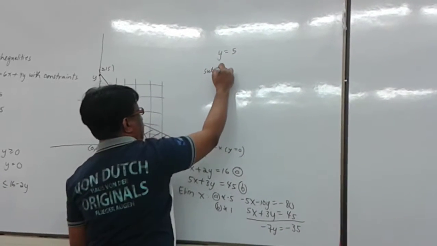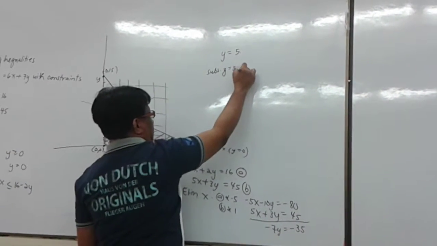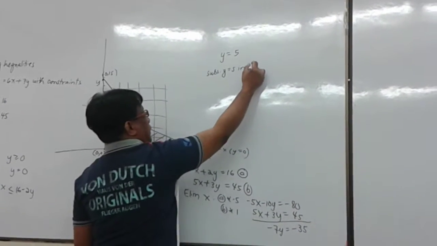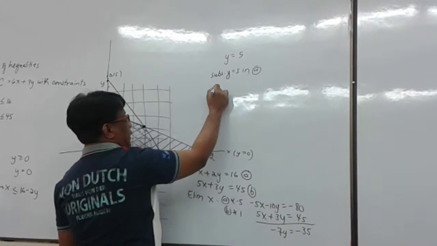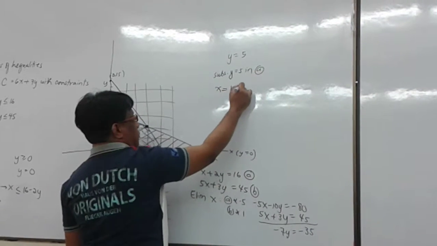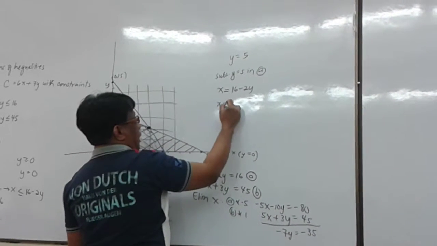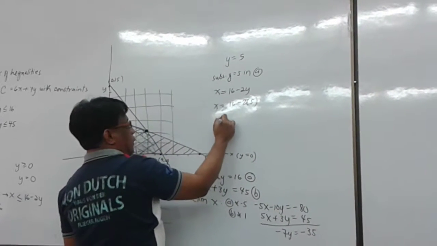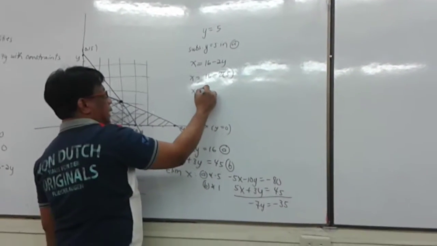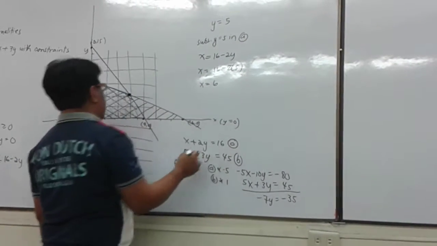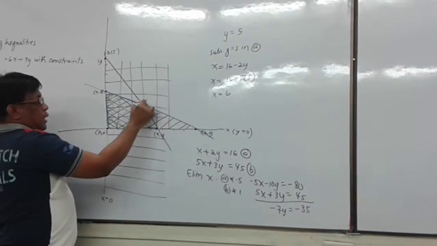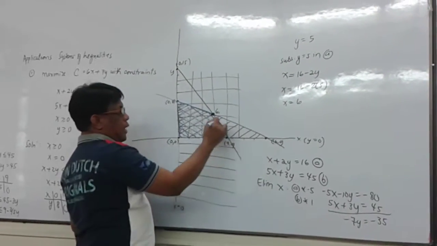Then we may substitute the value of y equals 5 in either of the two equations. Let us use A because it is the simpler equation. So what is then x? x is equal to 16 minus 2y, where y equals 5. Substituting, we have 16 minus 10, which is 6. Therefore, we can call this point 6, 5.